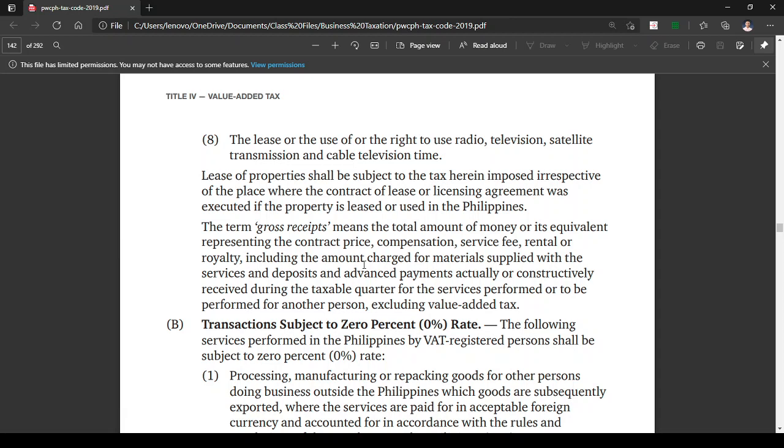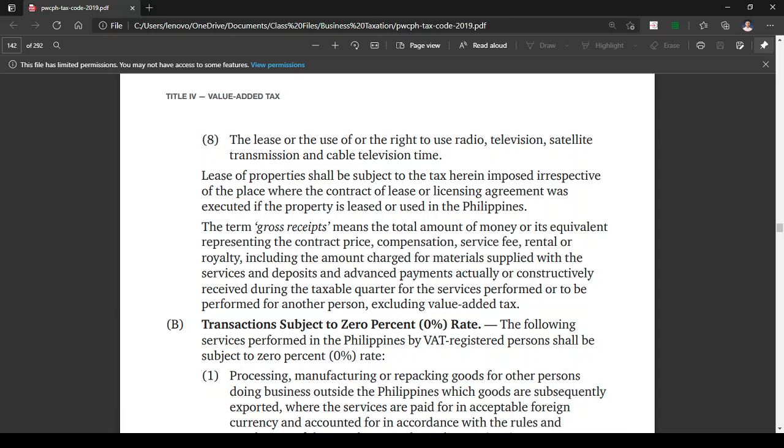Deposits and advance payments actually or constructively received. So, any advance payment should be also included dito sa gross receipts. Kahit hindi pa tayo nakaka-render ng services, it is considered as taxable dito sa tax code natin.